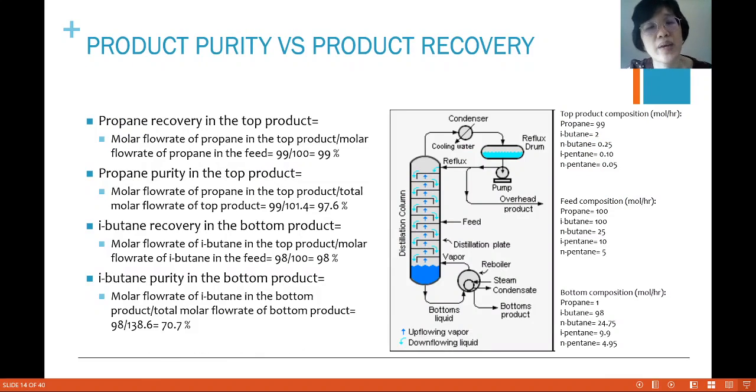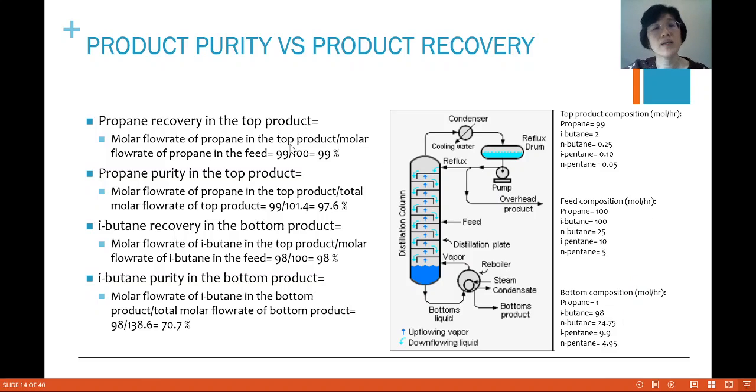It is always confusing to students, product purity and also product recovery. I've given an example over here, adopting the example given in the previous slide, by giving you the top product composition in terms of molar flow rate, the feed composition in terms of molar flow rate, and also the bottom product composition in terms of molar flow rate.